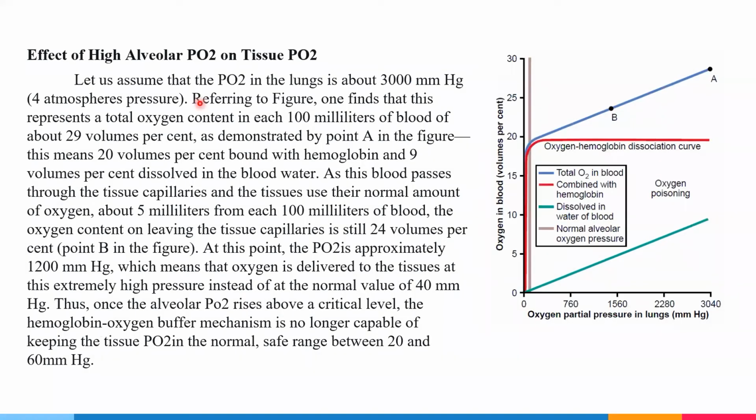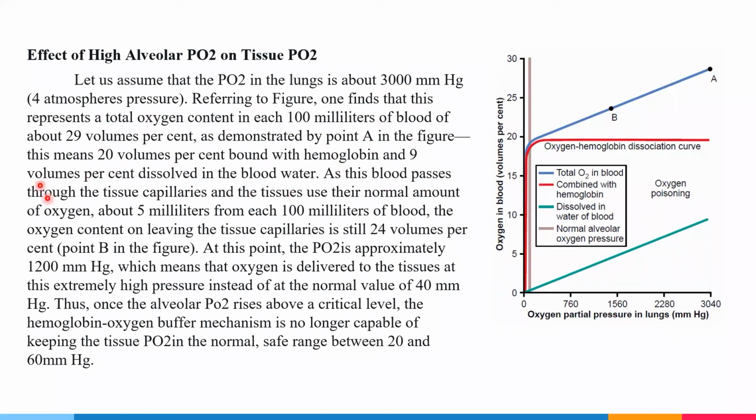Next, we look into the effect of high alveolar PO2 on tissue PO2. Let us assume that PO2 in the lungs is about 3000 millimeters of mercury, which is around 4 atmospheric pressure. Referring to the figure, one finds that this represents a total oxygen content in each 100 milliliters of blood of about 29 volumes per cent, as demonstrated by point A in the figure. This means 20 volumes per cent bound with hemoglobin and 9 volumes per cent dissolved in the blood water.